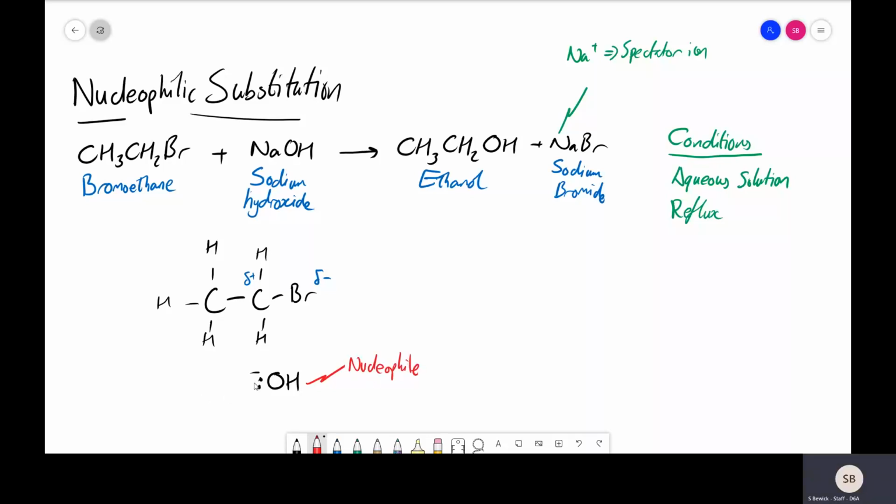And the lone pair on the hydroxide is going to be attracted to something positive. And the only area that's positive on our bromoethane is the carbon next to the bromine. So draw your curly arrow and draw it carefully. It starts at the lone pair on the hydroxide and goes to the carbon with a delta positive charge. So we can say that the nucleophile has attacked that carbon because it's been attracted to it. And there's going to be a bond formed there.